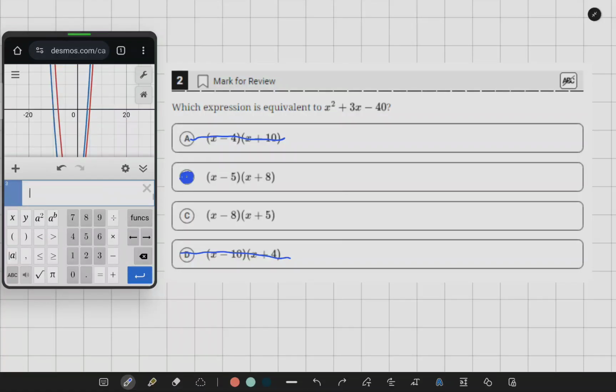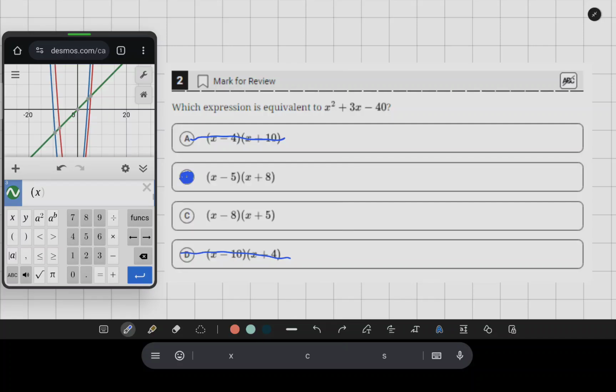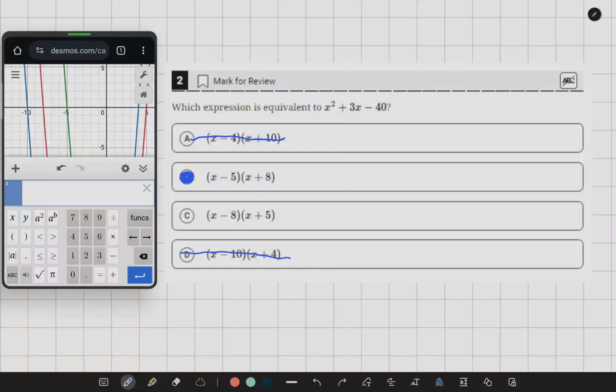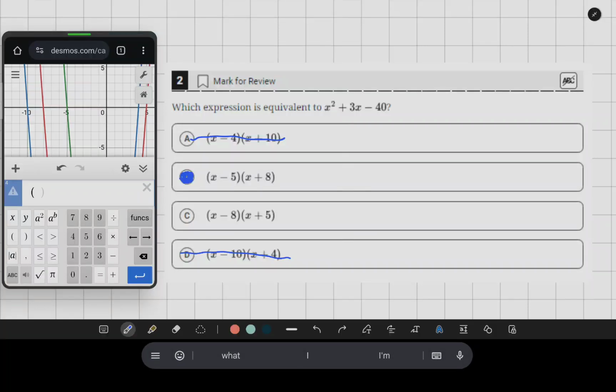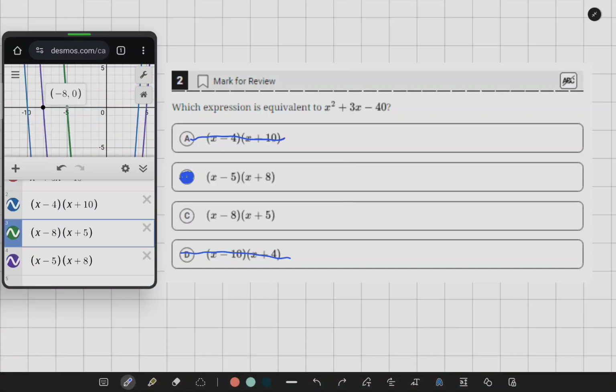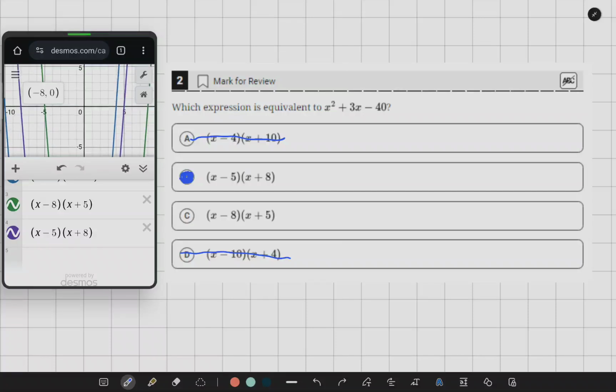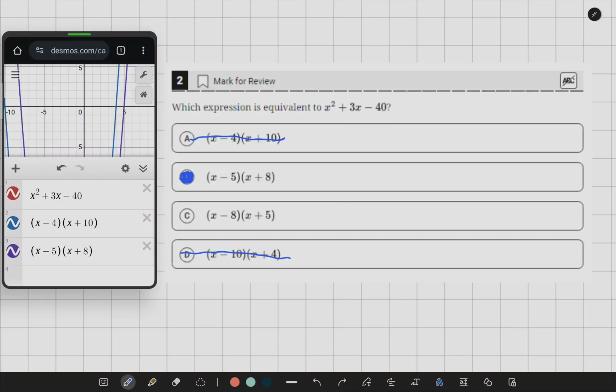Now, let's try the third one just to show another one that won't exactly work. So x minus 8 times x plus 5. If you see that, the original equation is the red line, so that one also does not work. Now, if we try the correct answer B, so x minus 5 times x plus 8. If you see that right there, the purple line goes directly over that red line, and they intersect at exactly the same points. So that's how we can show using Desmos.